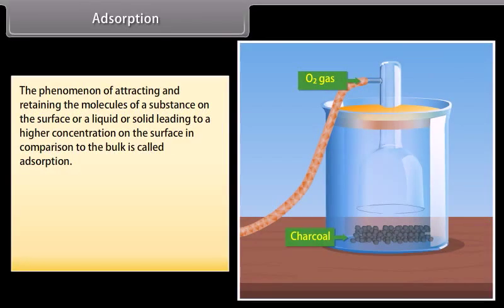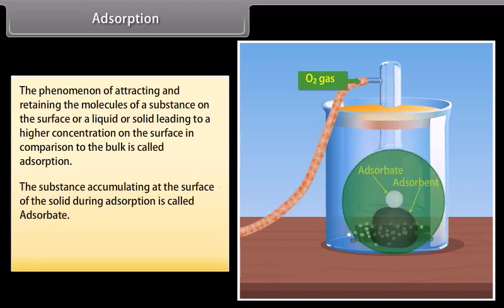Adsorption. The phenomenon of attracting and retaining the molecules of a substance on the surface of a liquid or solid, leading to a higher concentration on the surface in comparison to the bulk, is called adsorption. For example, when oxygen gas is taken in a closed vessel containing powdered charcoal, then the pressure inside the enclosed vessel decreases. This is due to adsorption of the gas molecules on the surface of charcoal.